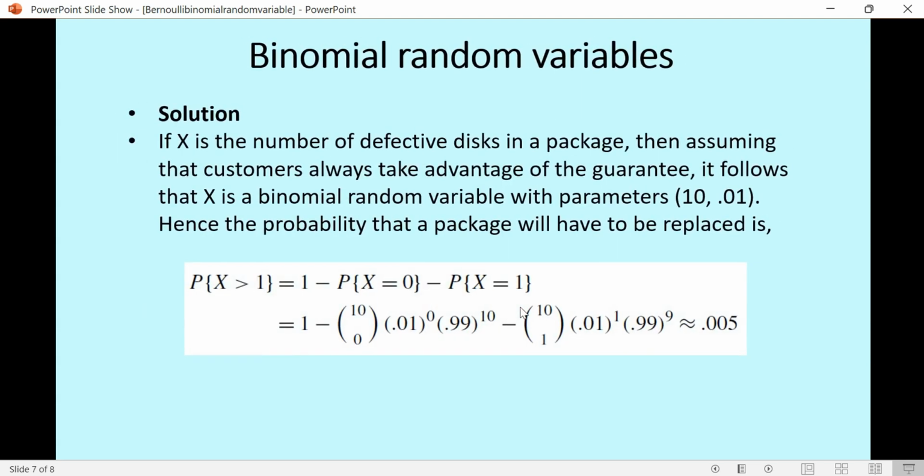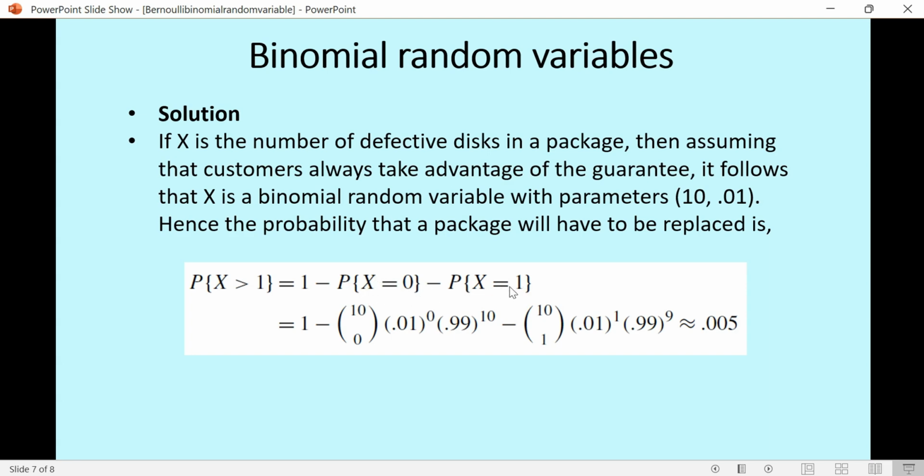So next we show the solutions. X represents the number of defective disks in a package. The package has 10 disks in total. We assume that the customers always take advantage of the guarantee, so if the number of defective disks in a package is more than 1, the customers can always get the guarantee. Then it follows that X is a binomial random variable with parameters 10 and 0.01. So here we just calculate the probability that X is larger than 1. X means the defective disks inside one package. So P(X > 1) equals 1 minus P(X = 0) minus P(X = 1).